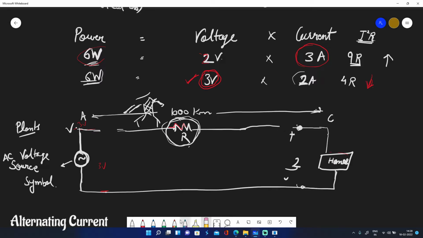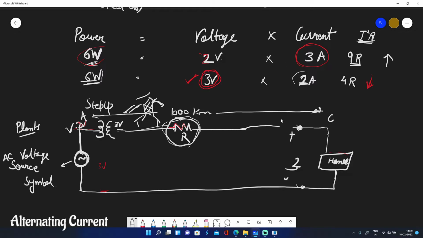So what you will do, by use of a transformer, this is the symbol of a transformer, is step up. You will just increase the voltage. Suppose it is generating at 2 volt, you will step up the voltage to 3 volt, so that according to 3 volt the current flowing here will be less.